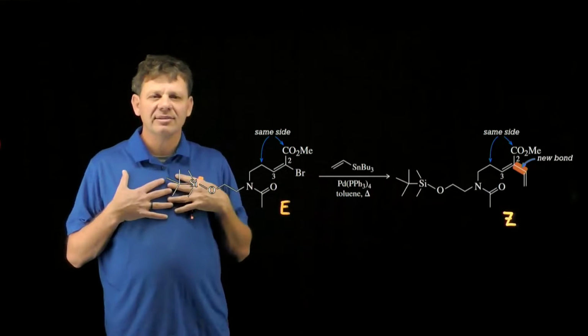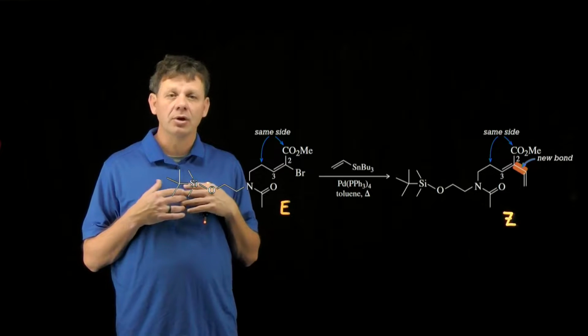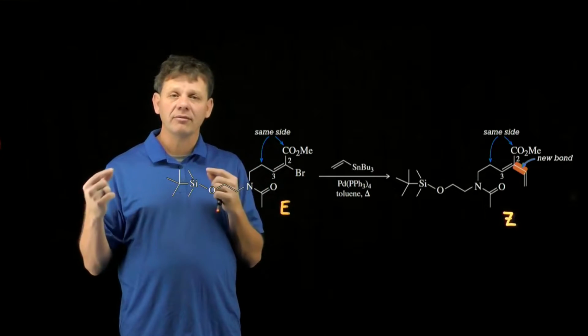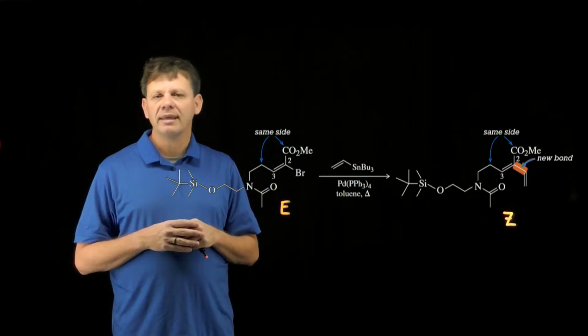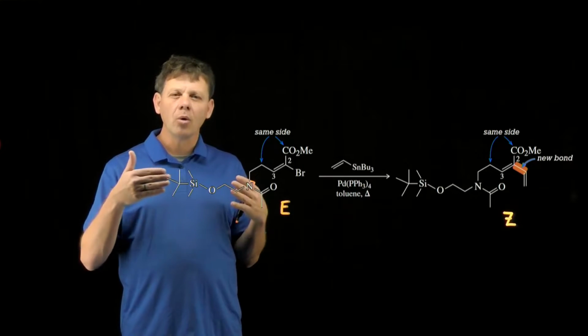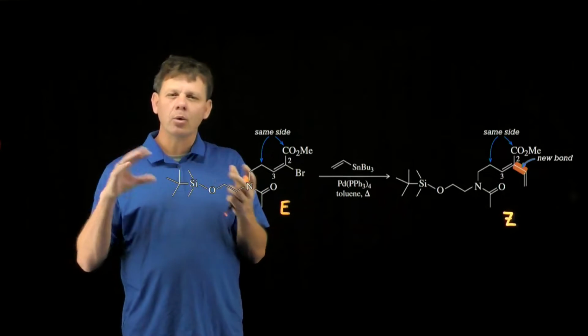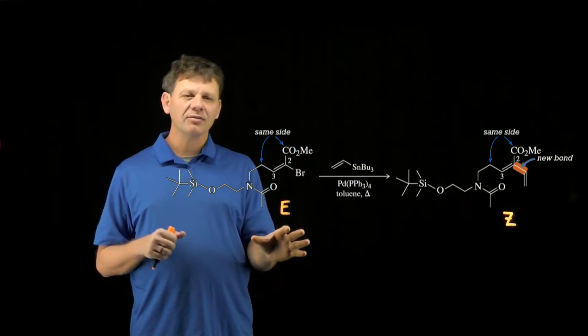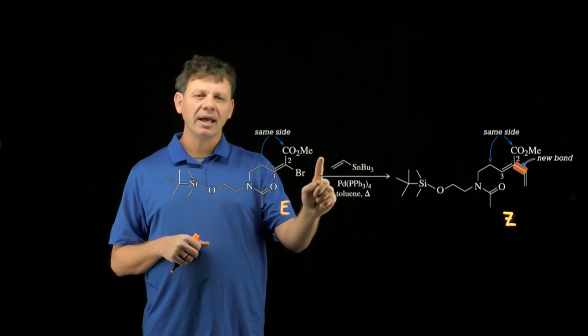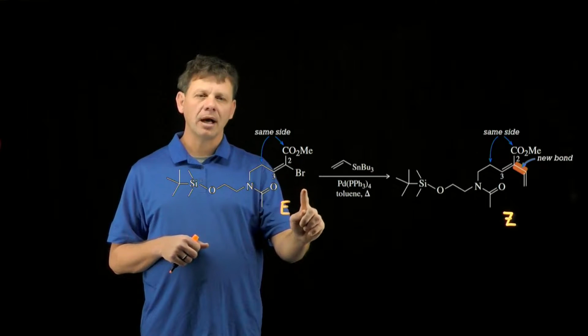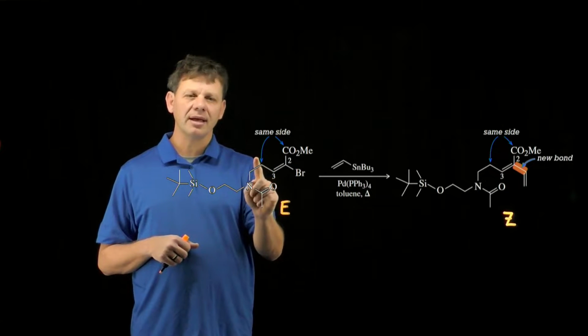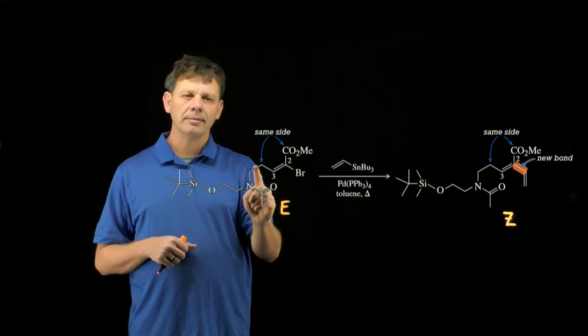Recall that E and Z is our system of nomenclature used to give the absolute configuration around the alkene. It doesn't know what we've added or what priority it was. So in the case of calling this E, it's because the higher priority bromine on the alkene is on the opposite side of the higher priority carbon.